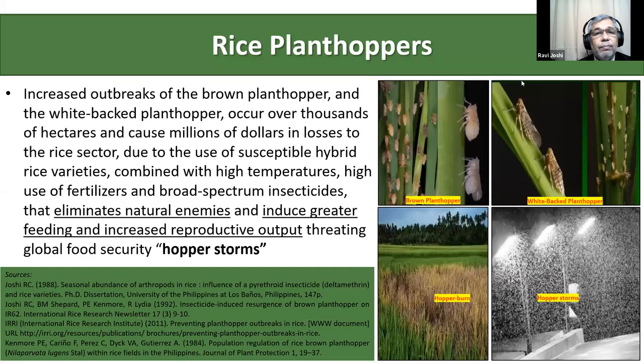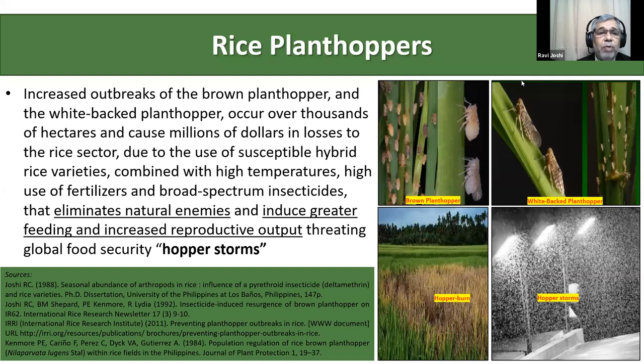So as you know, planthopper outbreaks are increasing, both for brown planthopper as well as the white-backed planthoppers, on thousands of hectares, causing millions of dollars in loss because of the use of susceptible hybrid rice varieties. Based on our work in my early days at the Philippine Rice Research Institute, I looked at whether planthoppers would be a problem in hybrid rice and inbred rice.